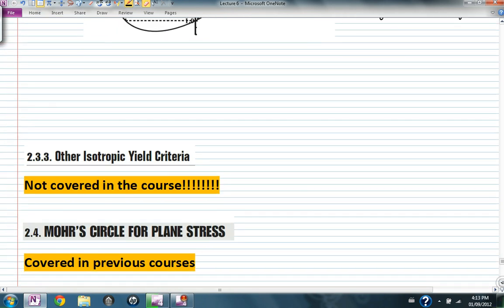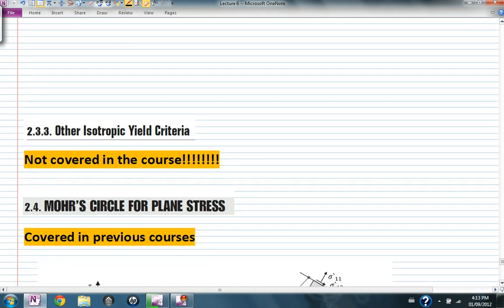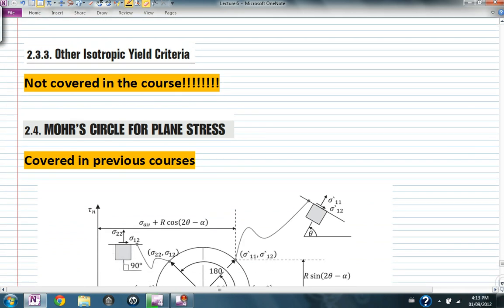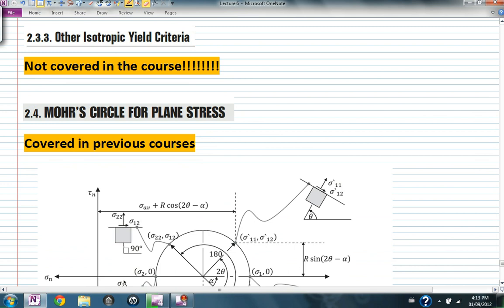So I'm not going to cover the other isotropic yield criteria, and I'm not going to cover the Mohr circle for plane stress. You've studied Mohr circle in previous courses. You can read this section if you would like to compare the Mohr circle to what we've been studying in continuum mechanics.